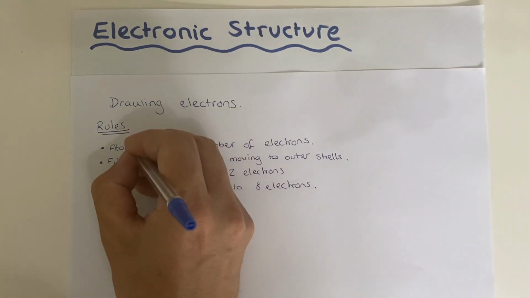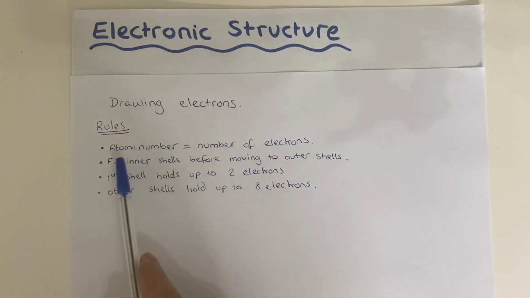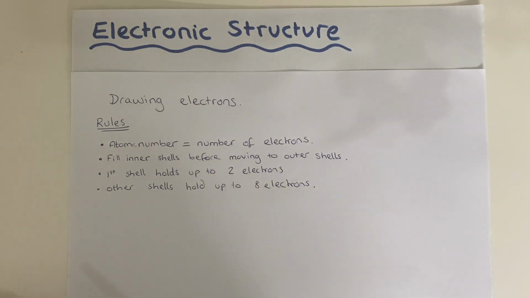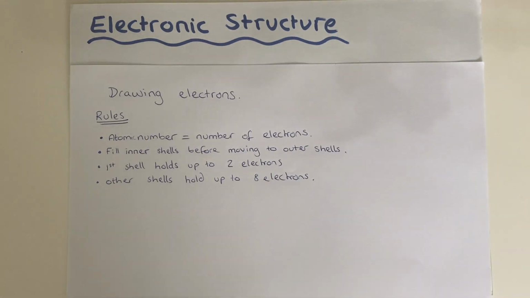The atomic number is the number of electrons. We fill the inner shells first before moving to outer shells. The first shell holds up to 2 electrons, and for GCSE you can think of the other shells as just holding 8 electrons. Okay, so let's use those rules and try and draw the electronic structure of an atom.